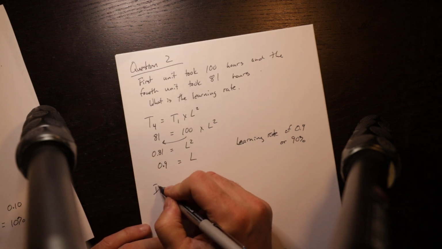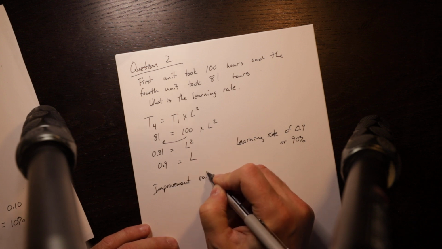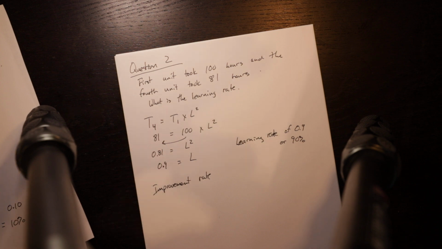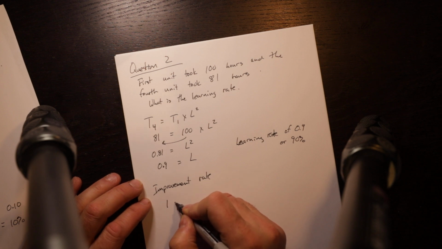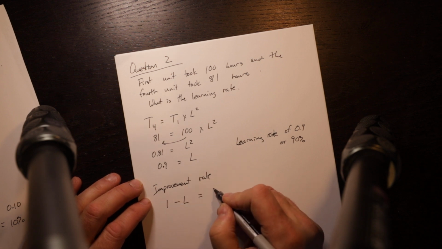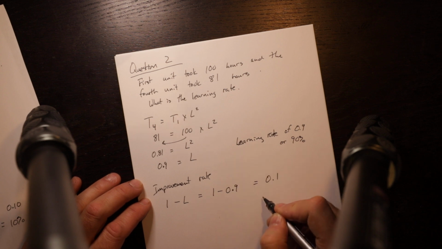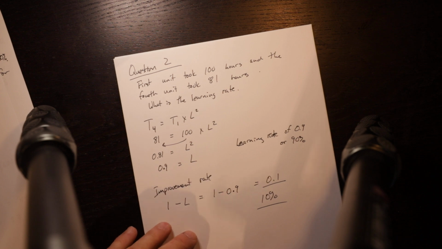And just to highlight another new concept, the improvement rate. This is really the only trick an instructor can throw at you: giving you an improvement rate rather than a learning rate. That's something to watch for. The improvement rate is 1 minus the learning rate, so 1 minus 0.9 is equal to 0.1 or 10%. Again, relatively straightforward, it is really just one trick that they can throw at you.